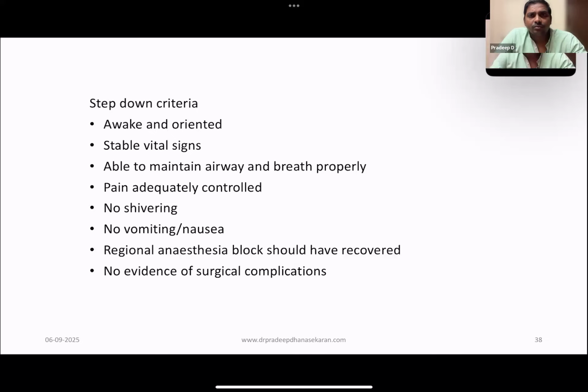Patient should be awake, oriented, have stable vital signs, able to maintain airway and breathe properly, with adequate control of pain, no vomiting, no nausea, and the anesthesia block has weaned, and there is no evidence of surgical complications like bleeding, etc.